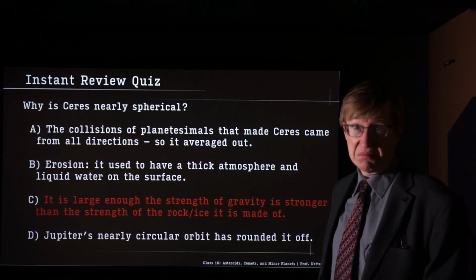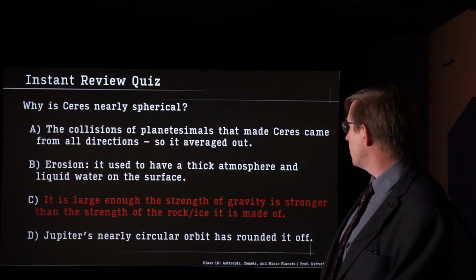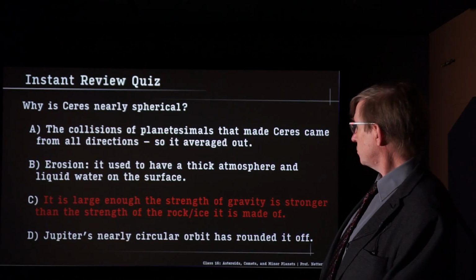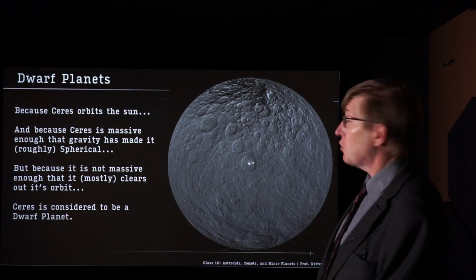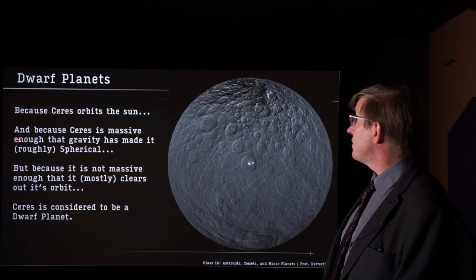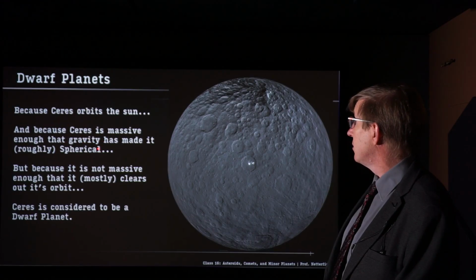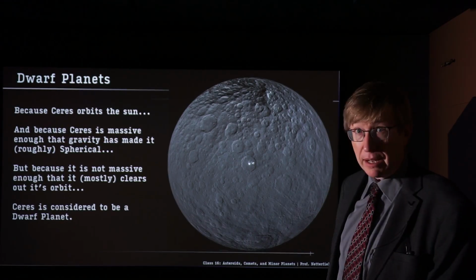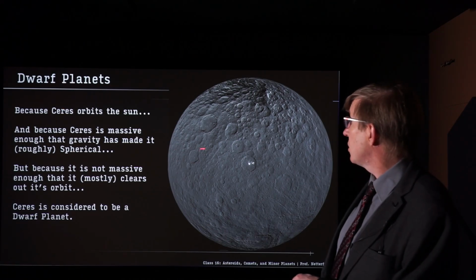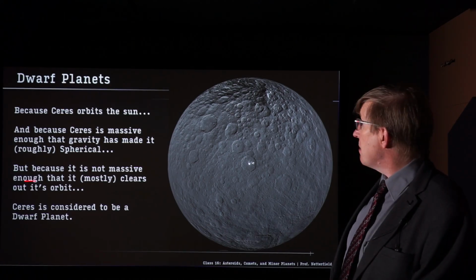Ceres can't be a whole lot less spherical than it is, because it's so massive. Now, because Ceres orbits the sun, and because it's massive enough that gravity has made it roughly spherical, it's a planet. Ceres is a planet. It orbits the sun and it's mostly spherical.